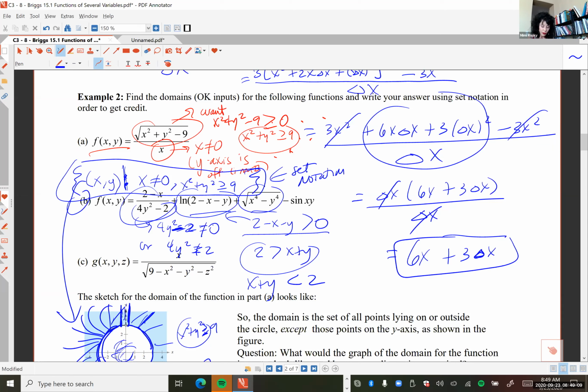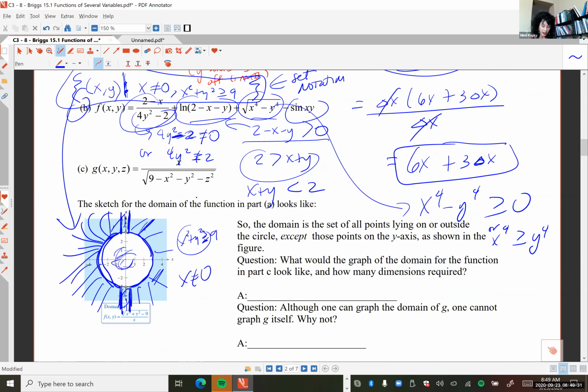Then what? Ooh, we have another even radical. Oh, holy moly. We need the radicand to be greater than or equal to 0. Or you could write it like this, x to the 4th greater than or equal to y to the 4th. If you add y to the 4th to both sides, that's fine. And then sine of xy has no restrictions because you don't care what the domain is for sine. He's allowed to eat any real number.